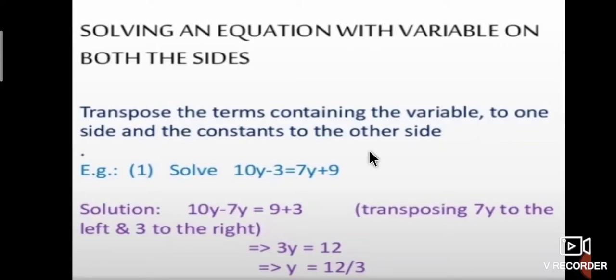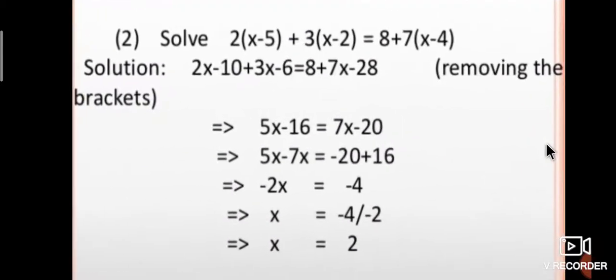Therefore, 10y minus 7y is equal to 9 plus 3. According to the transposing rule, 7y goes to the left and 3 goes to the right side. Therefore, 10y minus 7y is 3y, is equal to 9 plus 3, which is 12. Therefore, y is equal to 12 divided by 3. y is equal to 4 is the solution of the equation.